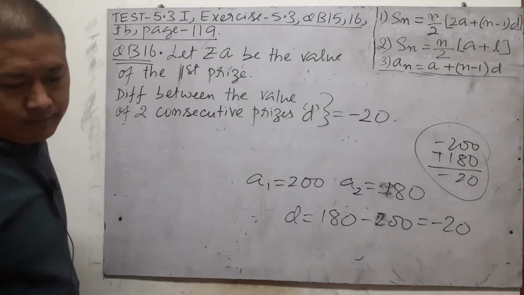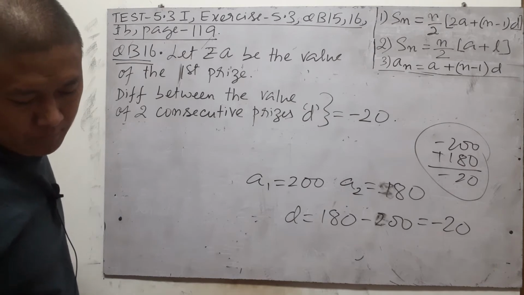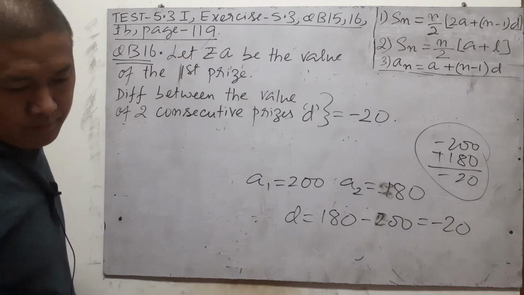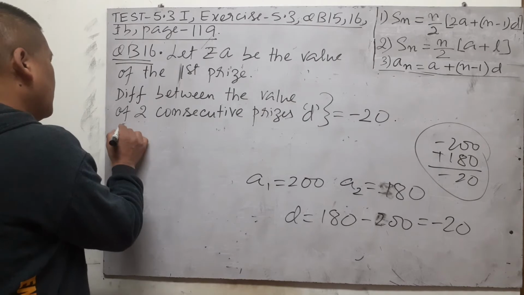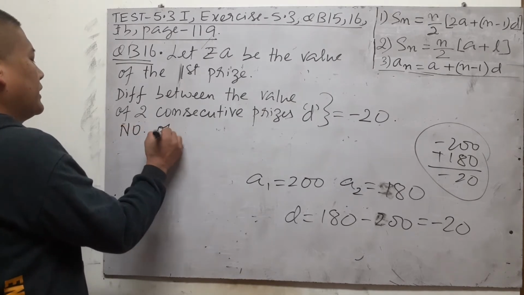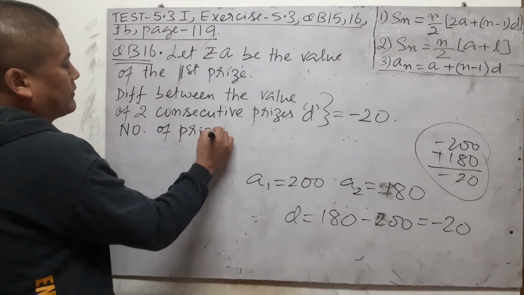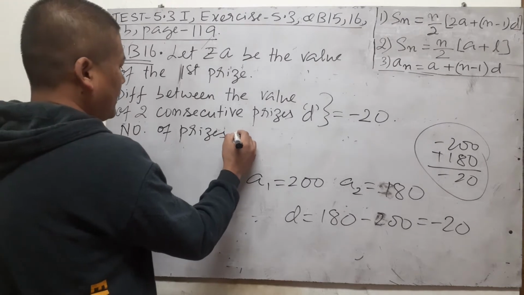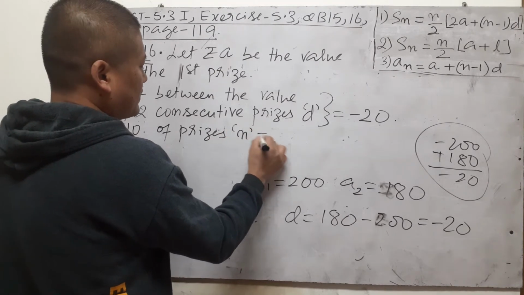Okay, and then the number of prizes. Number of prizes to be given out is 7 prizes. First, second, third, fourth, fifth, 7. So 7 prizes means 7 terms will be there.